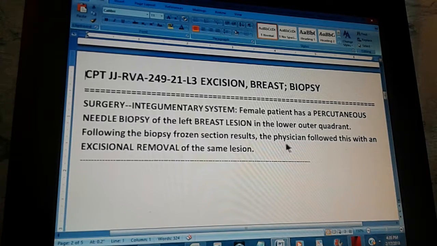CPT JJ-RVA-249-21-L3, level 3. Now, what is level 3? Level 0 are the ones that are very easy to do. Level 1 are the regular ones. Level 2 are the difficult ones, right? But level 3 are the ones where we disagree with the solution in the book, because we are doing all this from a book that has the answers. So we disagree for some reason. It might be a typo, a mistake in the book, or we might be wrong. It's for you to decide.